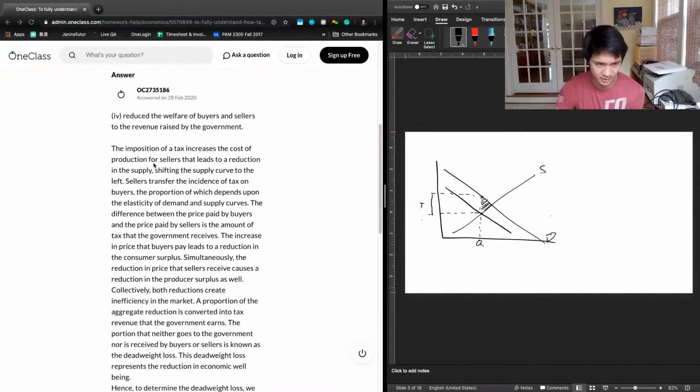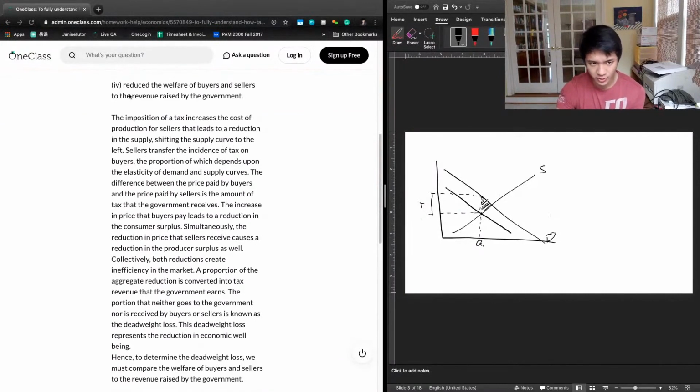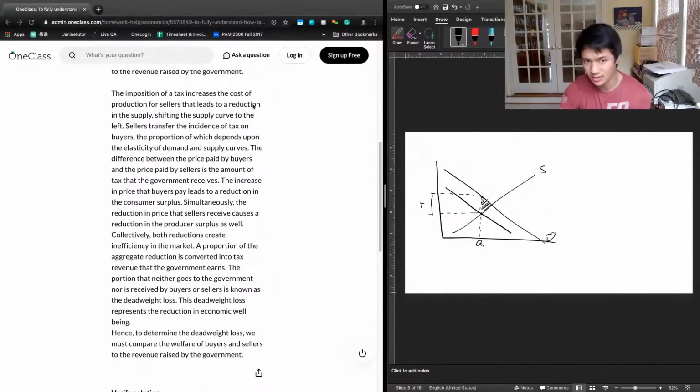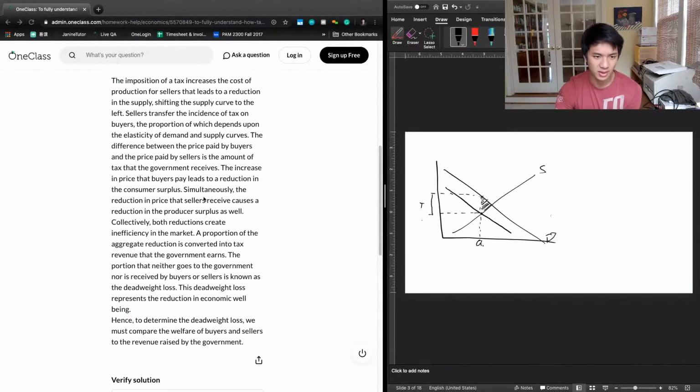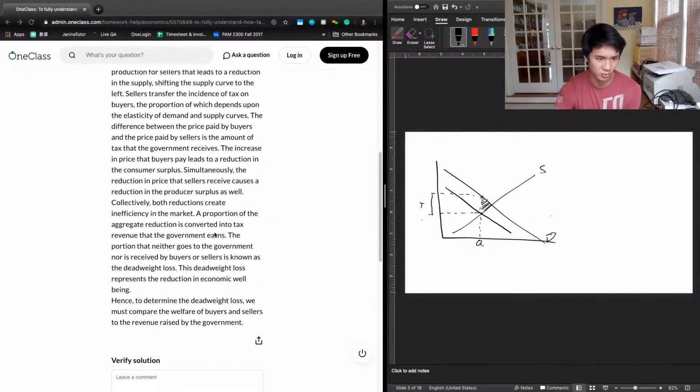So let's take a look at the previous answer. And the previous tutor said 4 as well, and they said the imposition of a tax increases the cost of production for sellers and leads to a reduction in supply, shifting the supply curve to the left. Sellers transfer the incidence of the tax onto the buyers, the proportion of which depends on the elasticity of demand and supply. The difference between the price paid by buyers and the price received by sellers is the amount of the tax that the government receives. The increase in price that buyers pay leads to a reduction in the consumer surplus. Simultaneously, the reduction in price that sellers receive causes a reduction in the producer surplus as well.